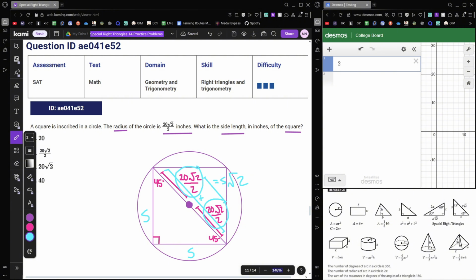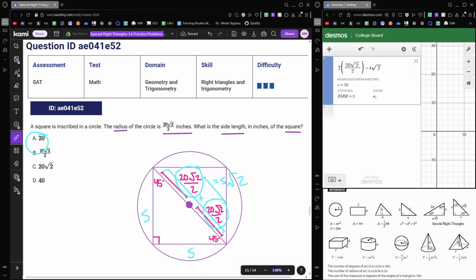You would do 2 times 20 square root 2 over 2. And then instead of an equal sign, you put a tilde, and then s square root 2. And you get that s is equal to 20, which means our answer is A.